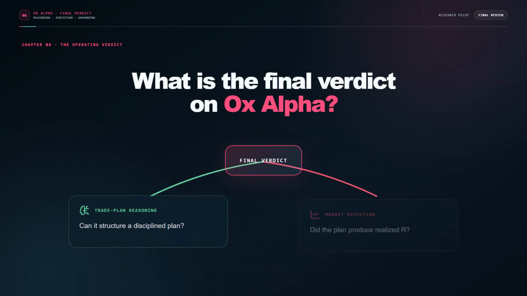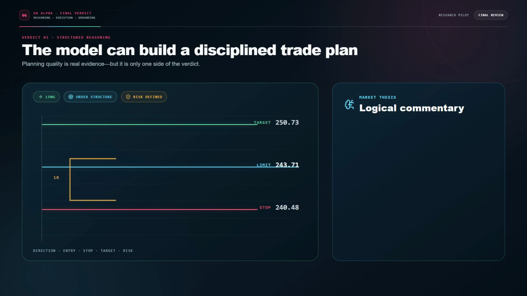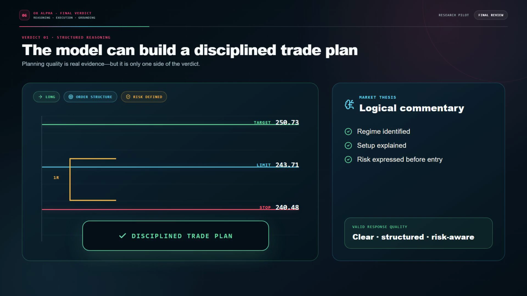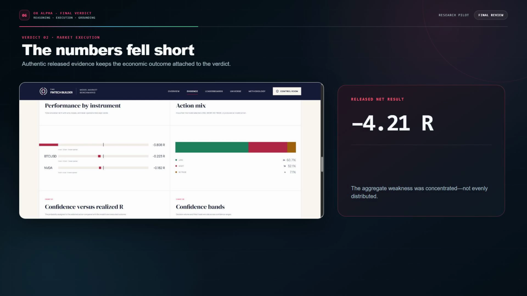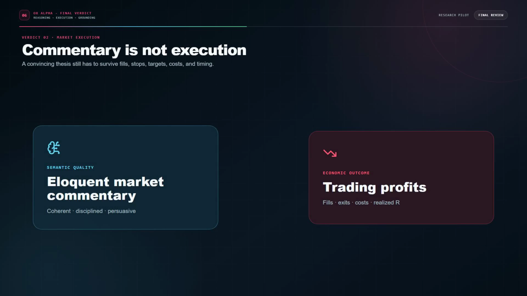So, what is my final verdict on Ox Alpha? On structure and market analysis, the model is genuinely impressive. Every single valid response had proper order structure, clean risk levels, and clear logical commentary. It clearly understands how to build a disciplined trade plan. However, in raw market execution, the numbers fell short. With a net result of negative 4.21 R, mostly dragged down by the Apple trades, it proves that eloquent market commentary does not automatically equal trading profits.